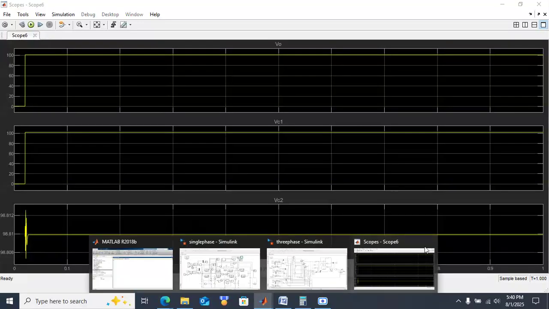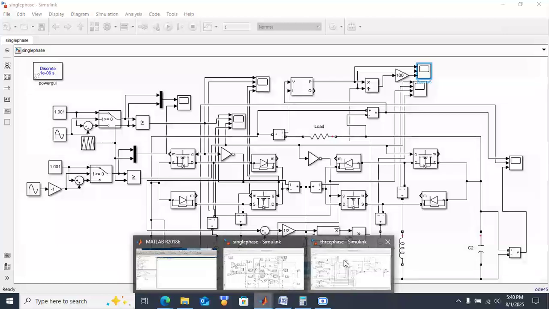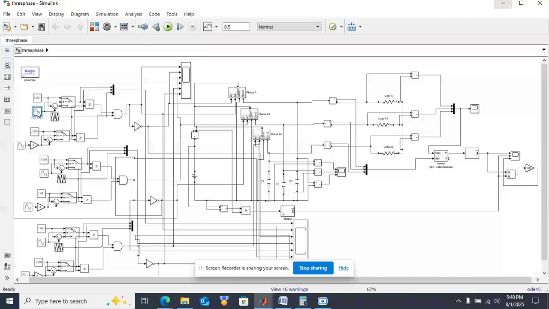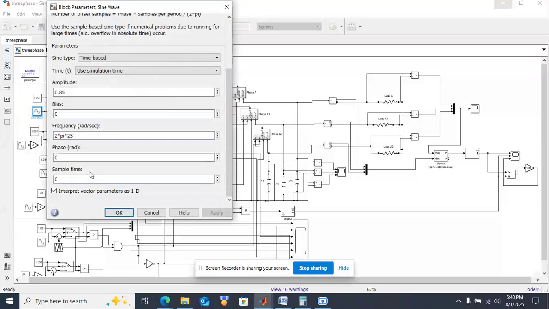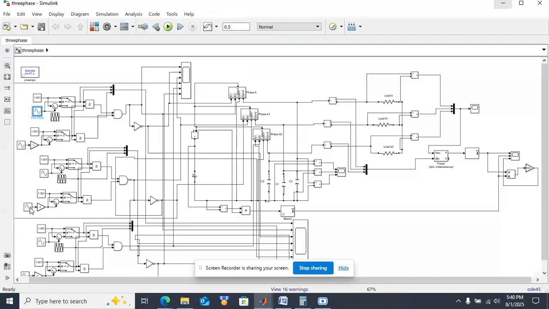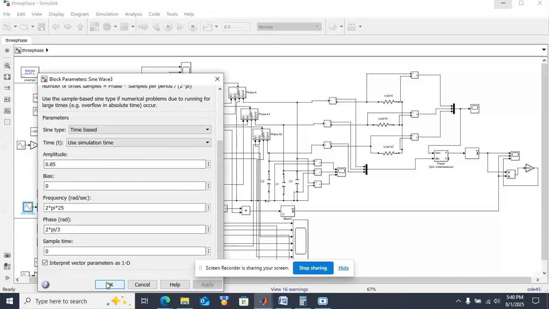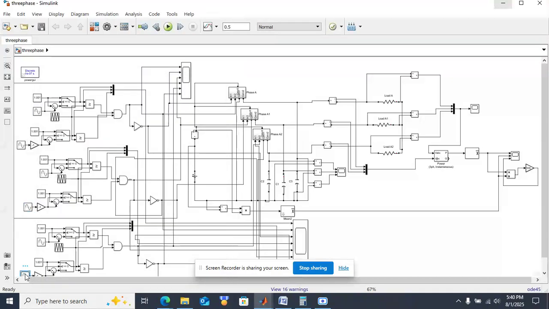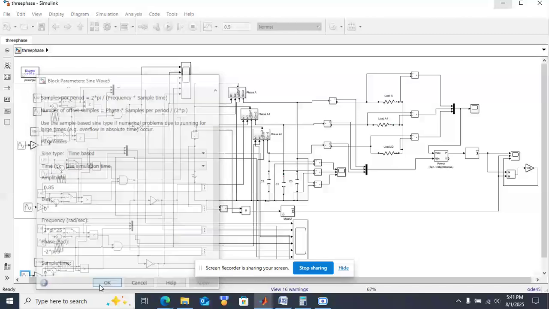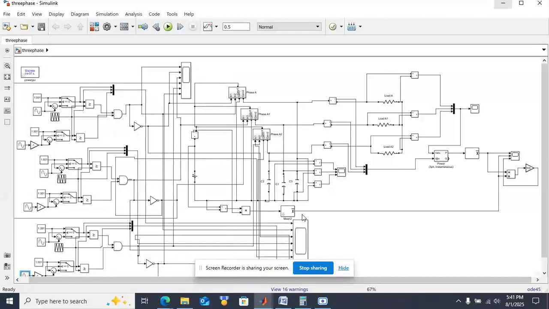For three phase, we have to combine these three and provide the phase shift. For phase A, the phase shift is 0. For phase B, the phase shift is 120 degrees, and for phase C, it is minus 120 degrees or 240 degrees. So from this we can generate the pulses and give them to the corresponding phases, and here we get the capacitor voltages.